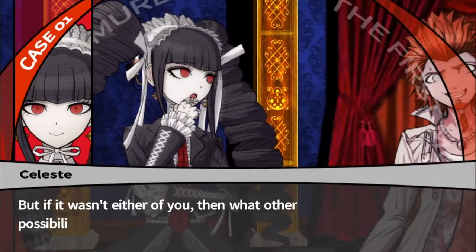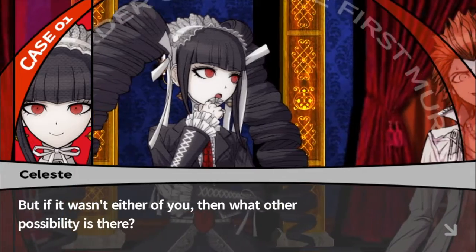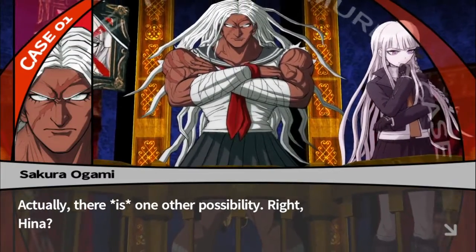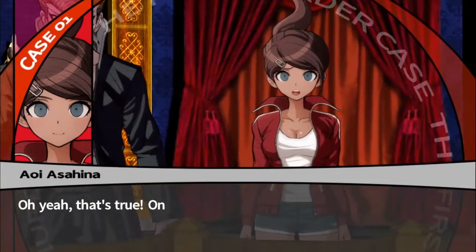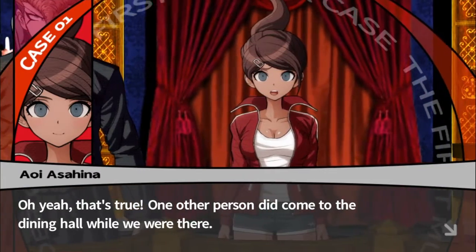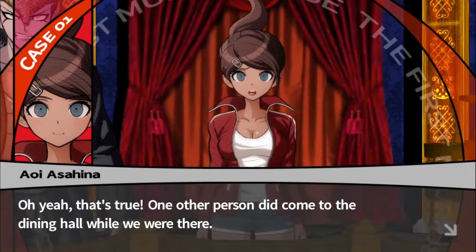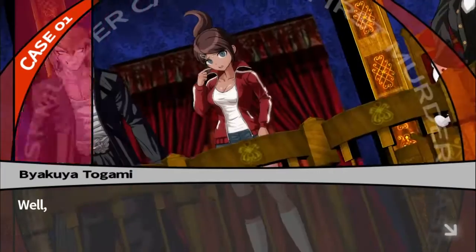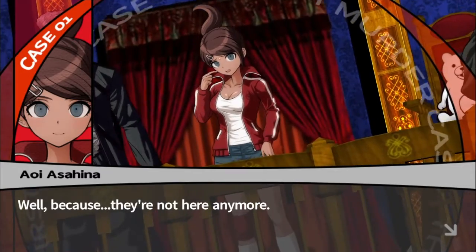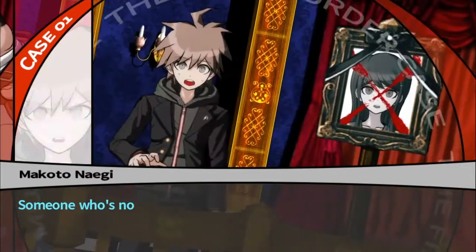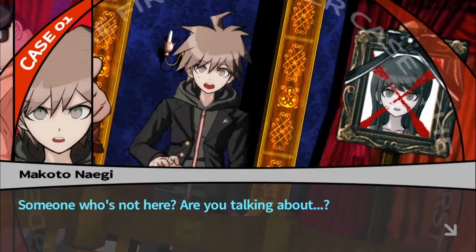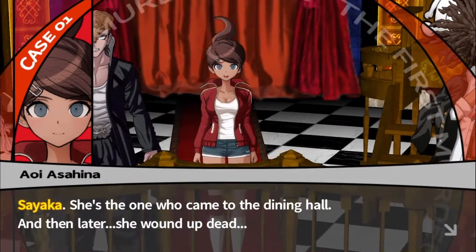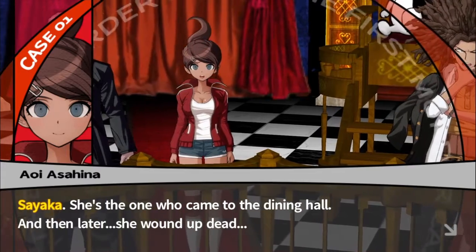But if it wasn't either of you, then what other possibility is there? Actually, there is one other possibility. Right, Hina? Oh, yeah, that's true! One other person did come to the dining hall while we were there. Why didn't you say so in the first place? Well, because they're not here anymore. Sayaka. She's the one who came to the dining hall. And then later, she wound up dead.